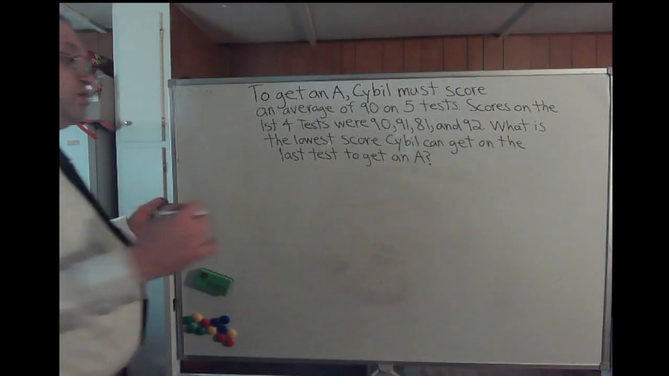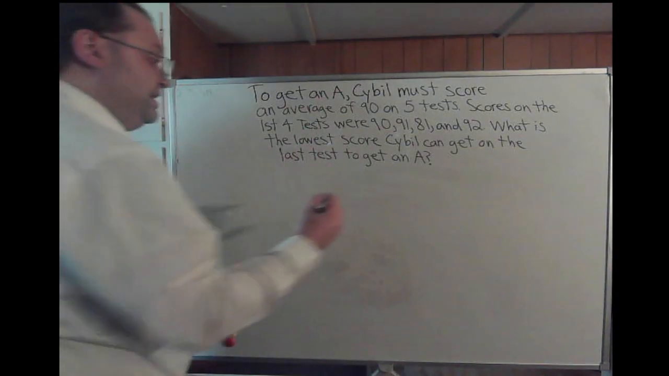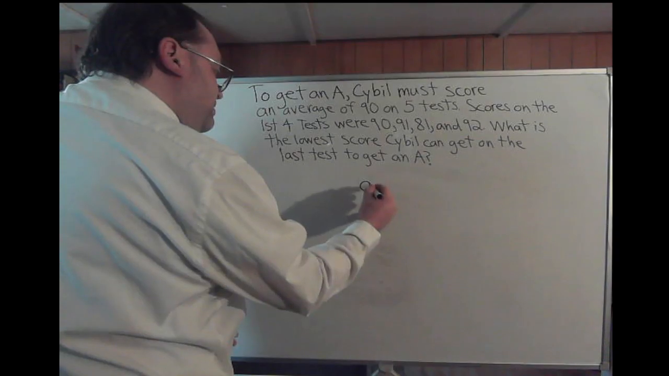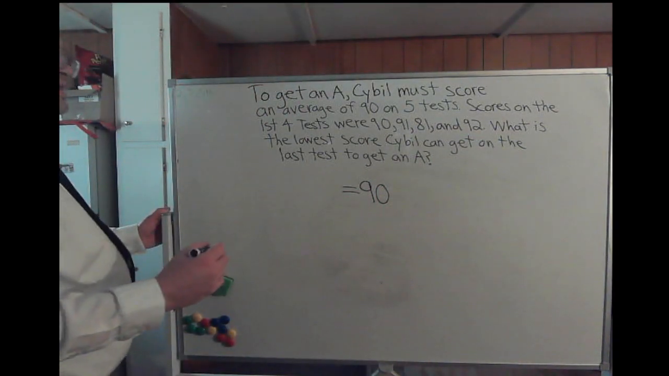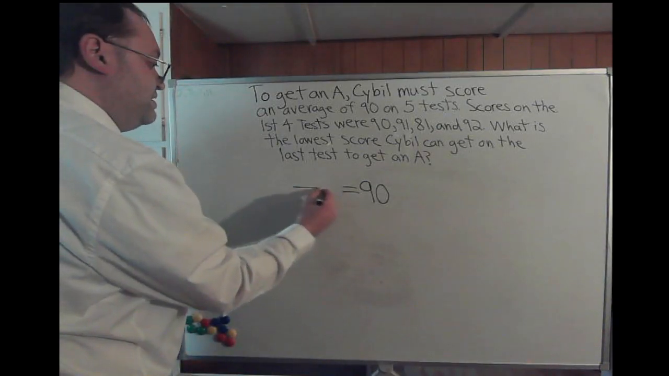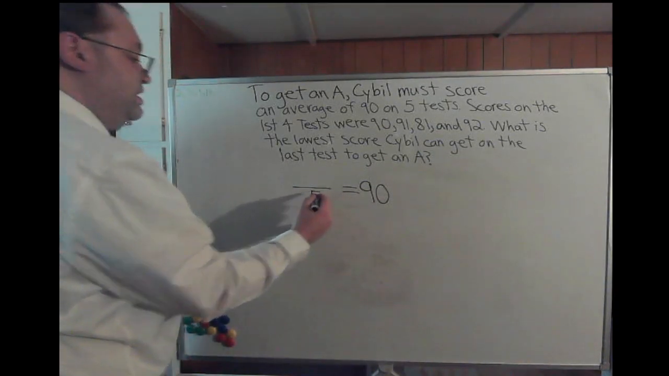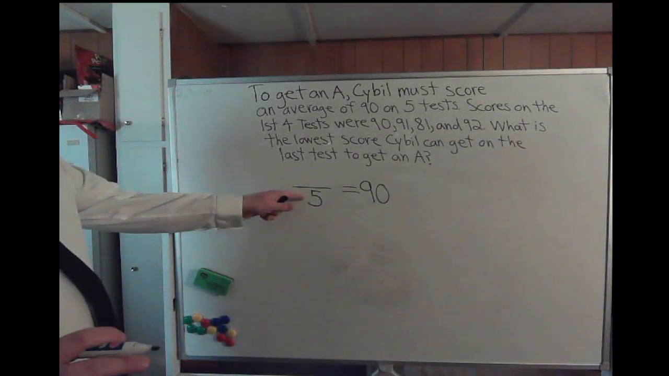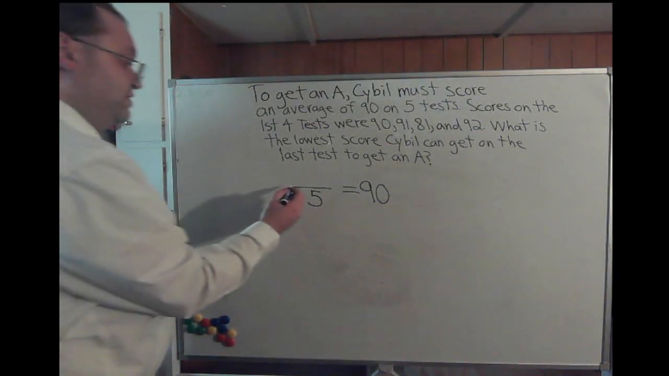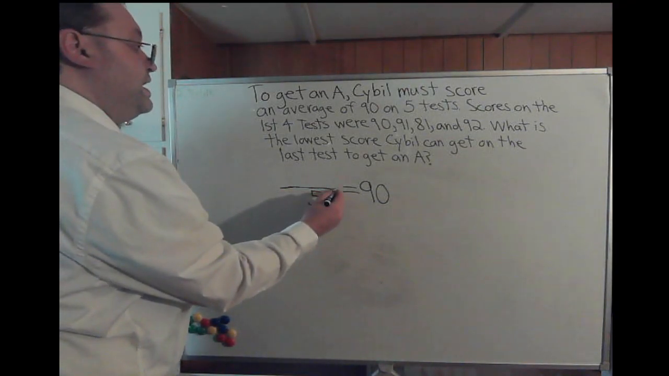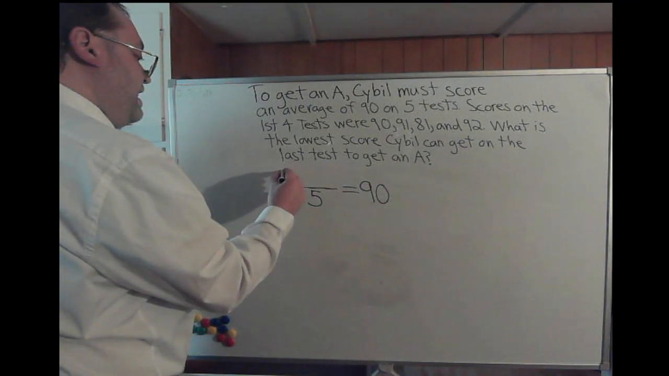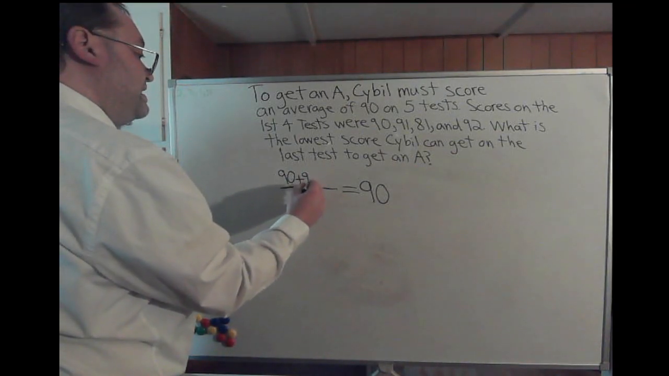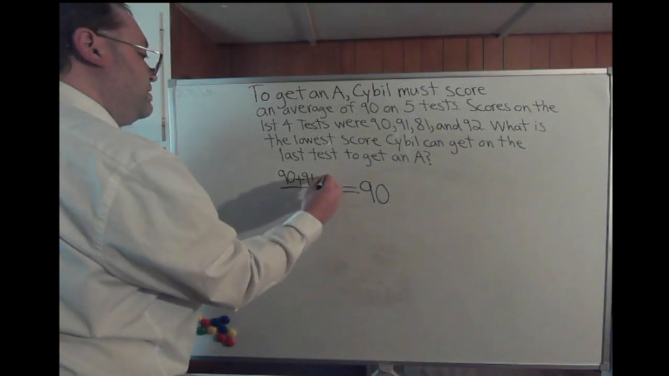What is the lowest score Sybil can get on the last test to get an A? So we know right away her average must be a 90. We're going to set this up here. 90 will be on the right-hand side, right? She's got 5 tests, so the denominator would be 5. This is an average of 5 tests, so the denominator's 5, right? Now we need to figure out what she's got to get.